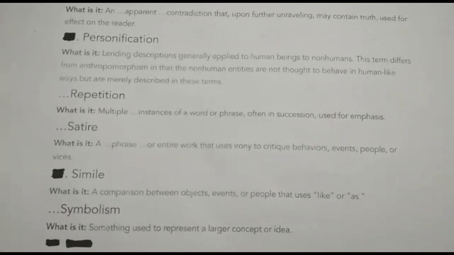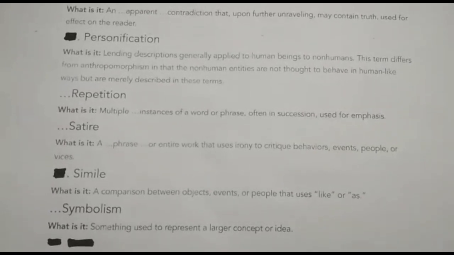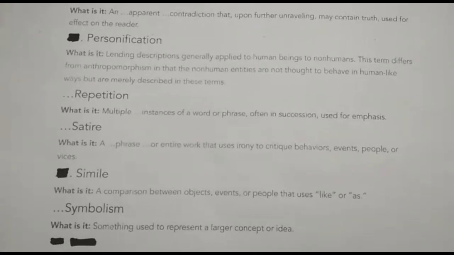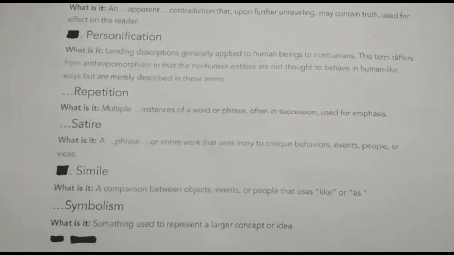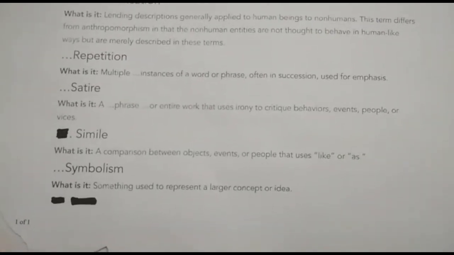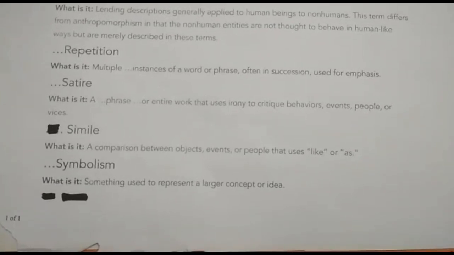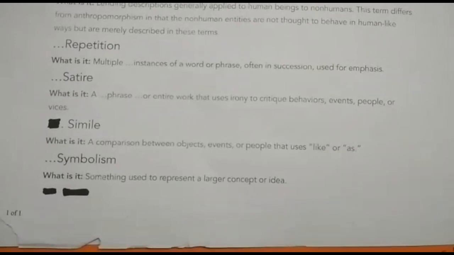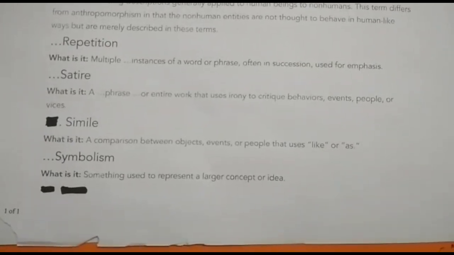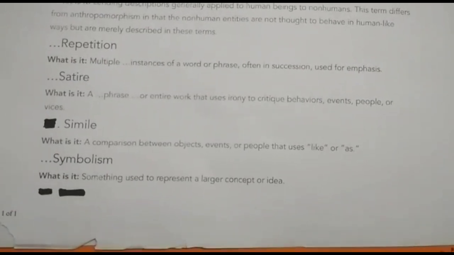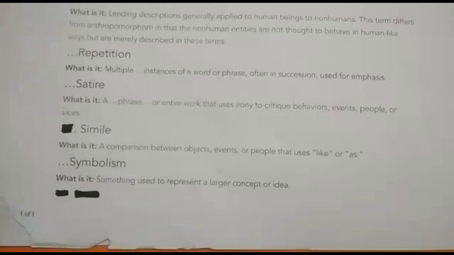Next is satire, a phrase or entire work that uses irony to criticize behaviors, events, people, or vices. Next is simile, a comparison between objects, events, or people that uses like or as. Next is symbolism, something used to represent a larger concept or idea is known as symbolism.